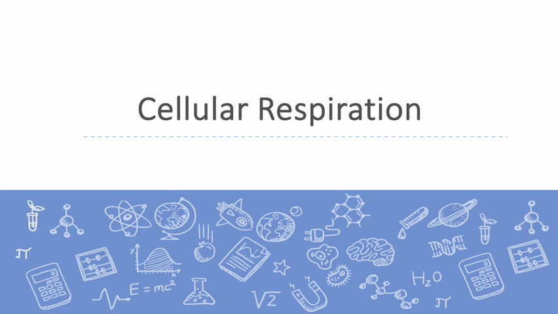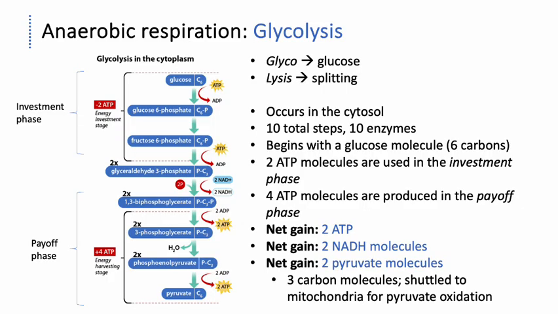So this first stage of cellular respiration is glycolysis. The word glycolysis is split into two parts, glyco and lysis. Glyco refers to sugar, so glucose, and lysis means to split or break apart. So in this case, we are splitting sugar. We are taking this large 6-carbon molecule. Again, glucose is C6H12O6.